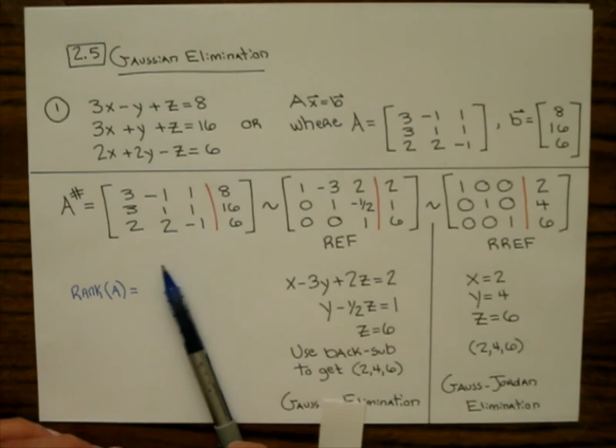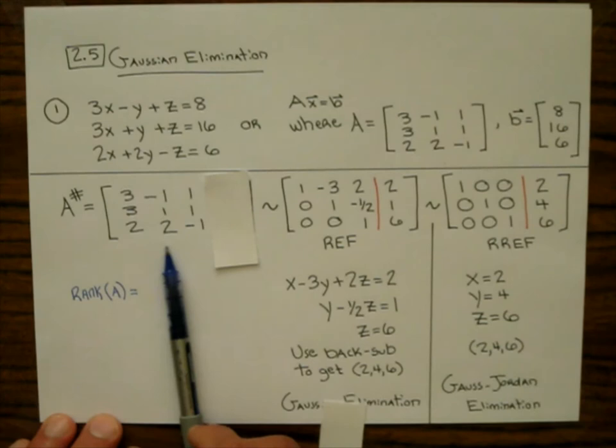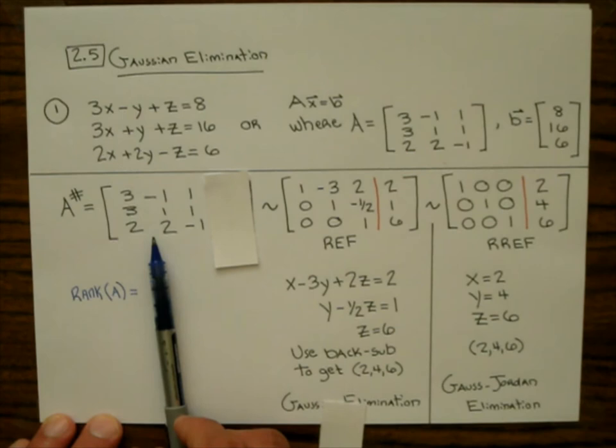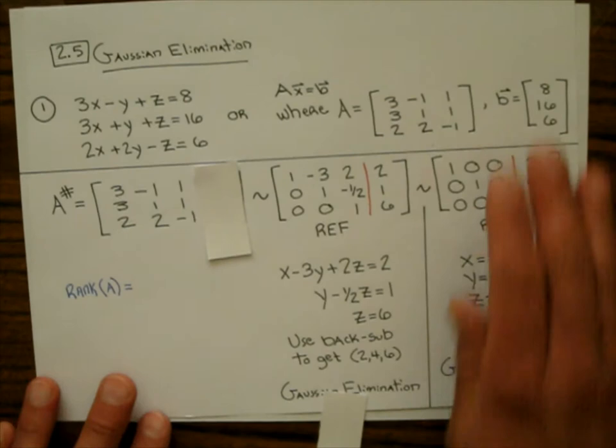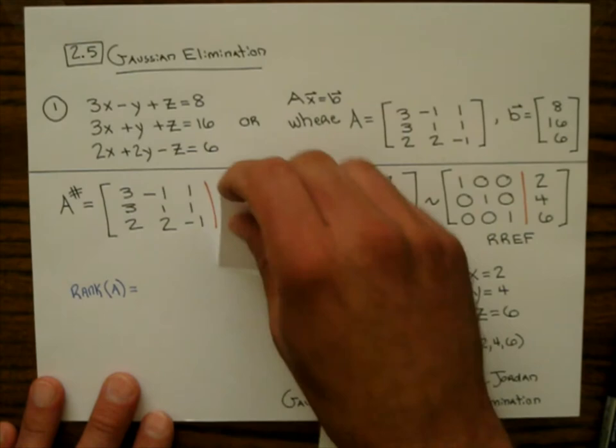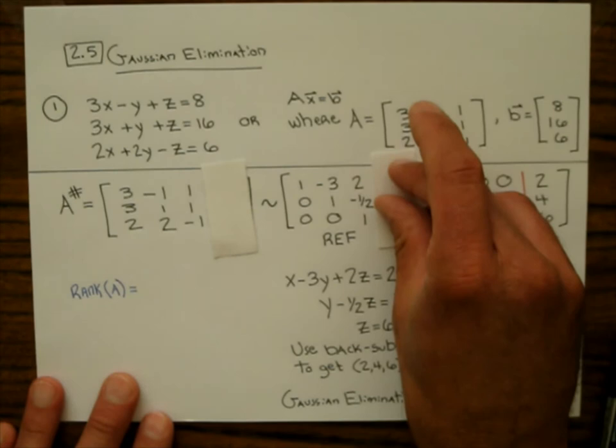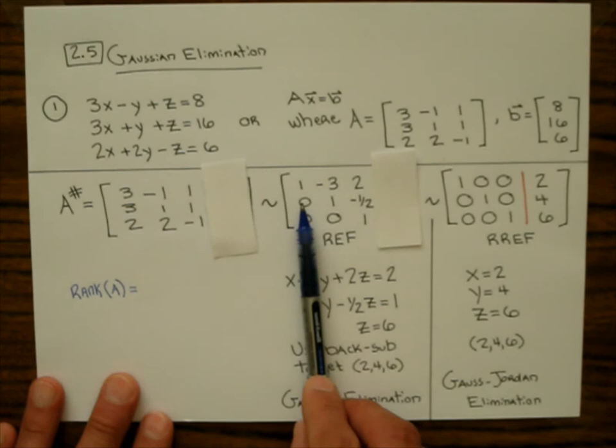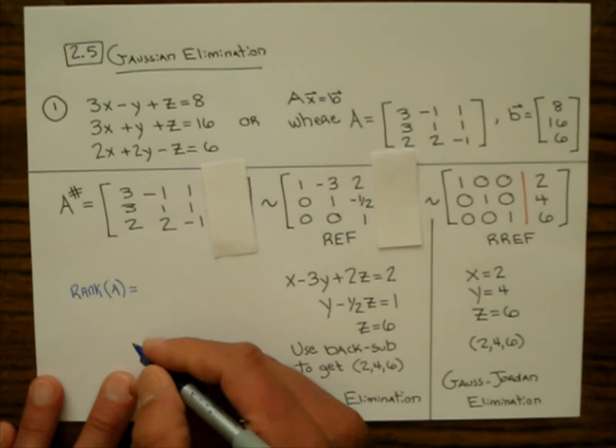Here's A augmented. A is just that matrix there. That 3x3 matrix. So when I do row operations on this 3x3 to put it in row echelon form, those would be the same row operations that I would do for this 3x4 matrix. So that's why I'm covering this up. And to find the rank of A, you would do the same row operations, and A is row equivalent to this, and there are 1, 2, 3 non-zero rows, so the rank of A is 3.